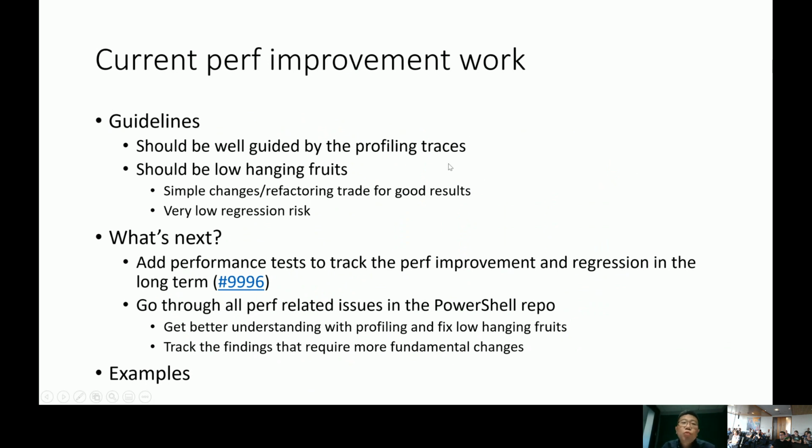The first one is that it should be well guided by the profiling traces. We should not do micro optimization, but instead we should look at the trace and see the places that actually need attention, and then we will see if it's low hanging fruit. If simple changes or refactoring can give good results, then we will do it. So at the current time, all we want to do for the perf improvement work is to reduce the regression risk and just do simple changes that result in good results.